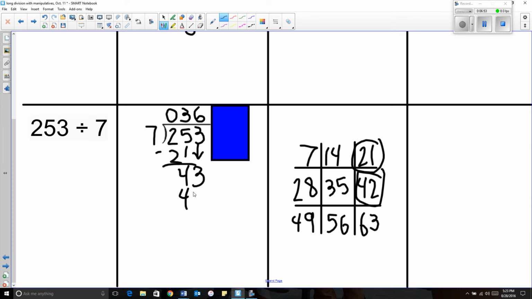Now it's really important that you always make your largest amount of groups. Otherwise, your remainder will be bigger than your divisor, meaning you didn't make enough groups. So when I take away, I'm left with 1 left over. Now you can see that's smaller than the 7, meaning I did a good job. And my answer is going to be 36, remainder 1.